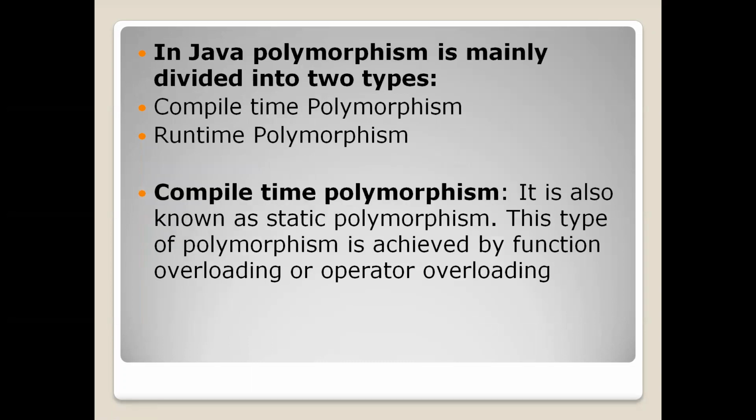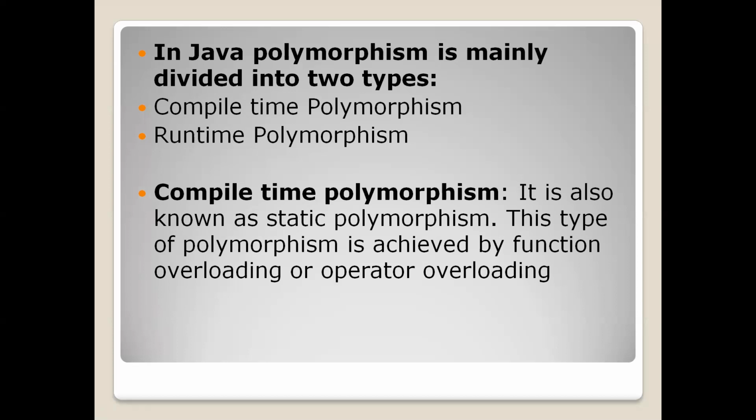Right, in Java, polymorphism is divided into two types. The names of the two types of polymorphism are compile time polymorphism and runtime polymorphism. So the names of the two types are compile time and runtime. Let us have a look at these two type definitions, and after the completion of these definitions, we can move to the programs.